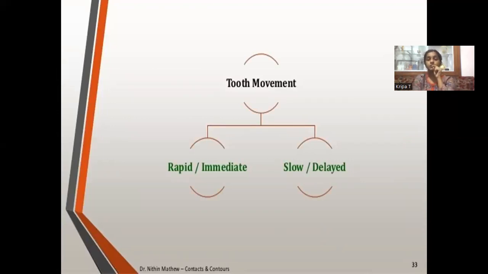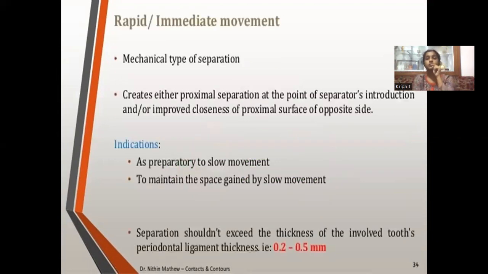Tooth movement can either be rapid or immediate, or slow or delayed. Rapid or immediate tooth movement is achieved through a mechanical type of separation, which creates proximal separation at the point of the separator introduced and/or improved closeness of the proximal surface of the opposite side. It is either a preparatory phase to slow movement or to maintain the space gained with slow movement. Separation shouldn't exceed the thickness of the involved tooth's ideal space, 0.2 to 0.5 mm.